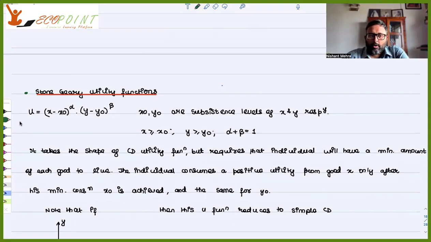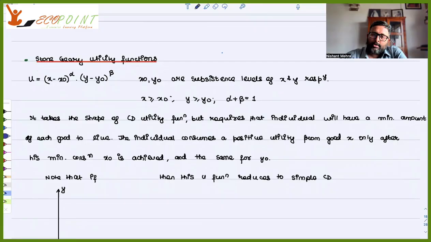So let us talk about Stone-Geary utility functions. They are very much like Cobb-Douglas only, but they have the level of subsistence also added to them. So you have this kind of utility function, u is equal to (x minus x naught) to the power alpha, (y minus y naught) to the power beta, where x naught and y naught are the subsistence levels.